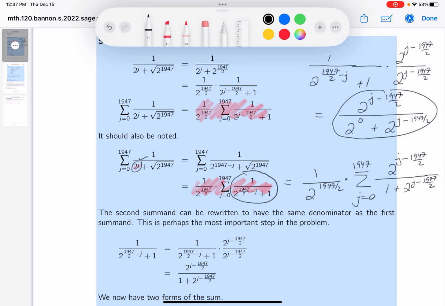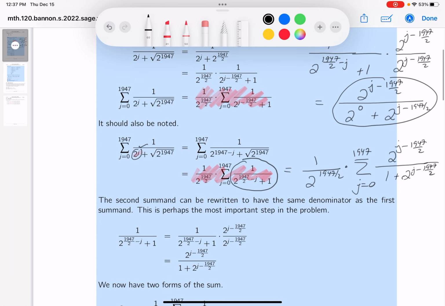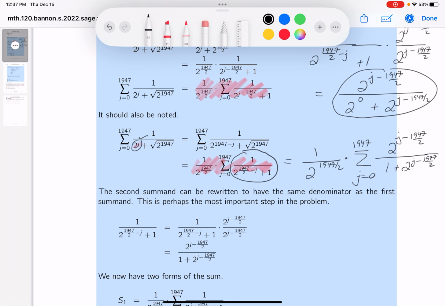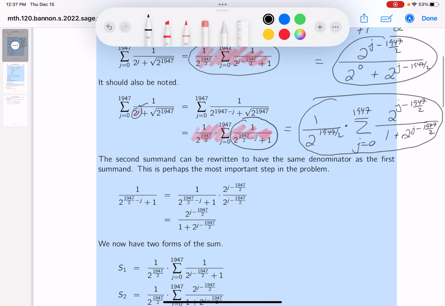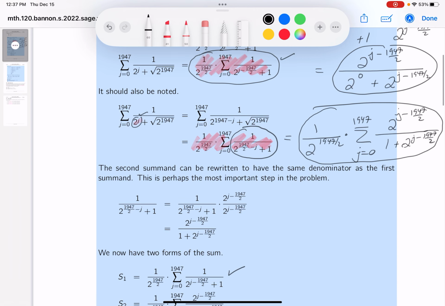Okay? And I think we're at a stage where I hope you're starting to see something now. Again, we're focusing in on this guy and this guy over here. There's two things. All right? So I'm going to say S1 is this guy right over here. That's what S1 is. And then I'm going to call this guy over here S2.